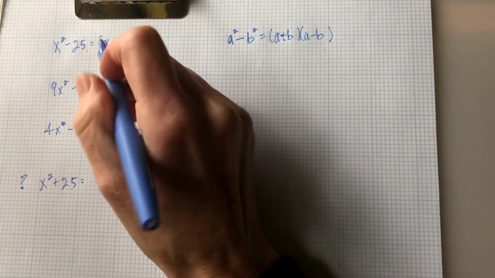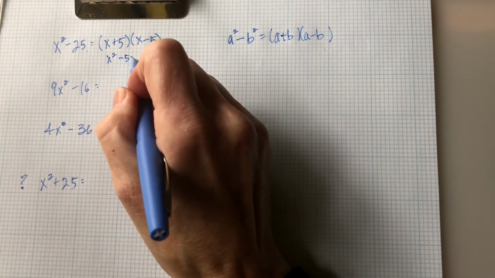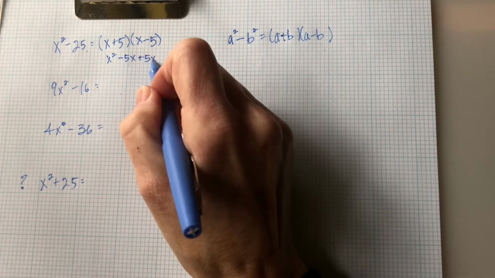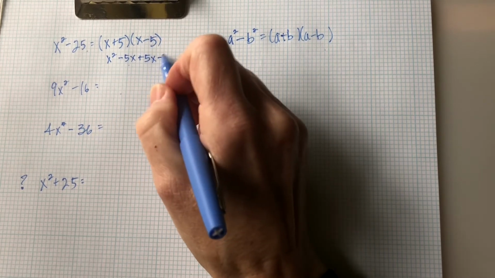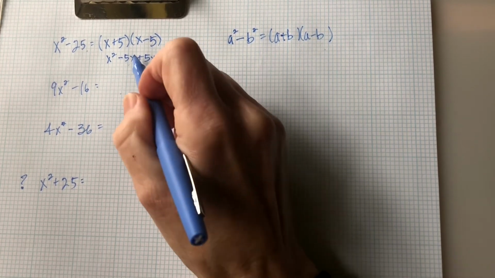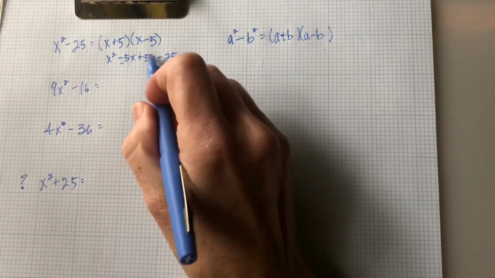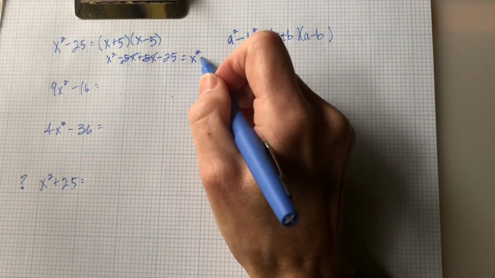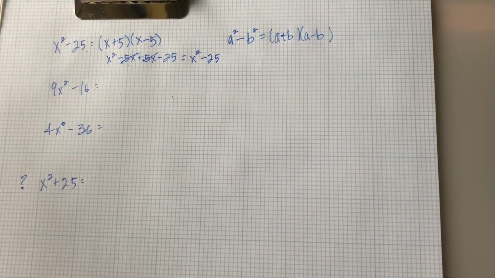X times x is x squared. X times negative 5 is negative 5x. Positive 5 times x gives us plus 5x, and then 5 times negative 5 is going to be negative 25. Now when we simplify by combining like terms, these two cancel out, and we just end up with x squared minus 25, which is right where we started.